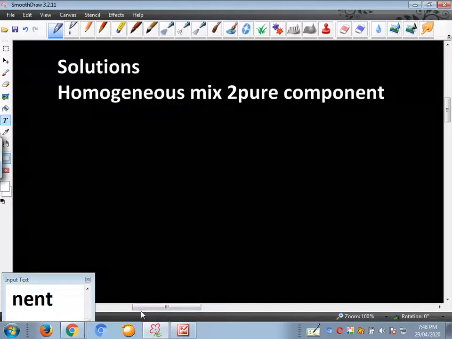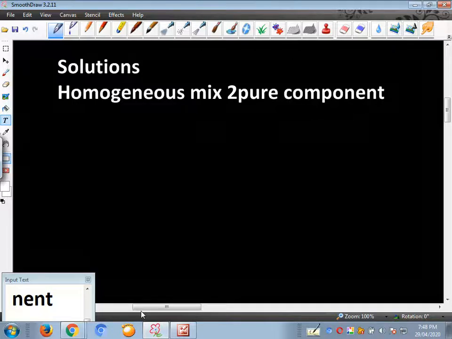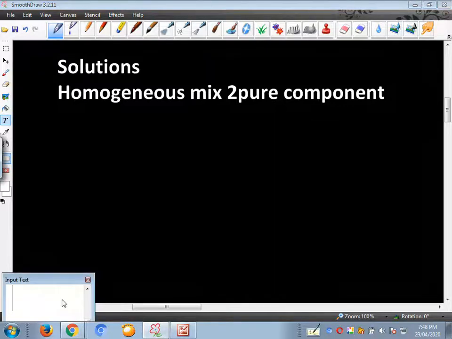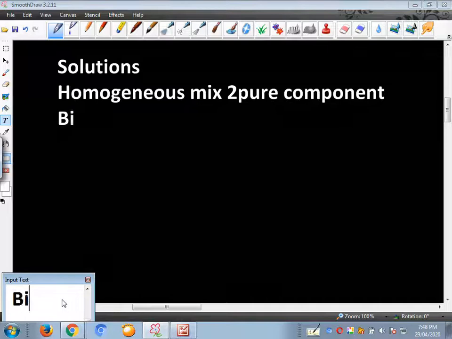Here homo refers to similar. So it may be a solid, liquid, or gas, or vice versa, depending upon the type of solution. Here a solution mainly consists of two pure components. If the solution consists of two pure components, then we call that solution a binary solution. As the name indicates, bi refers to two, so two components are present, hence it is called binary.